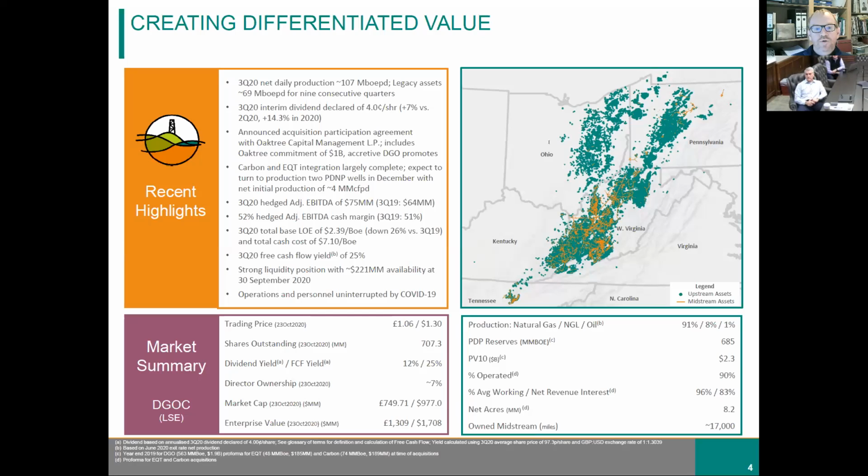Okay, jumping across now to an operational question. How much did it cost for you to connect the 2 EQT PDNP wells to the gathering infrastructure? And are the costs for the other 11 wells likely to be similar?